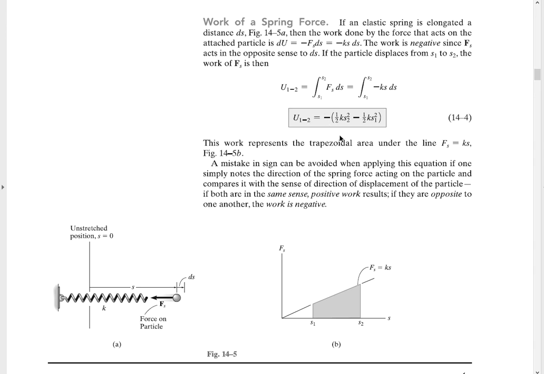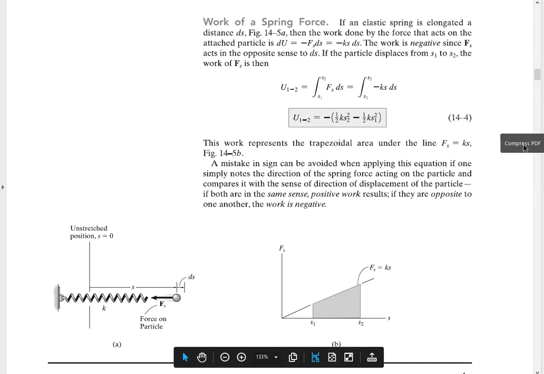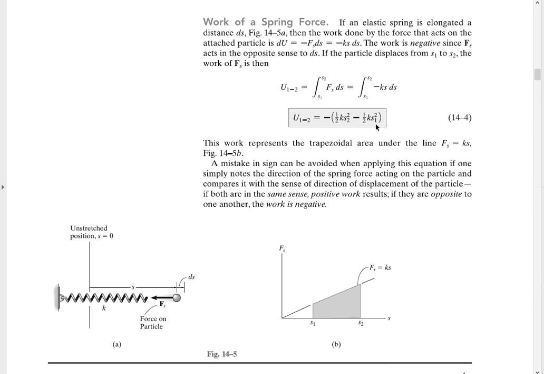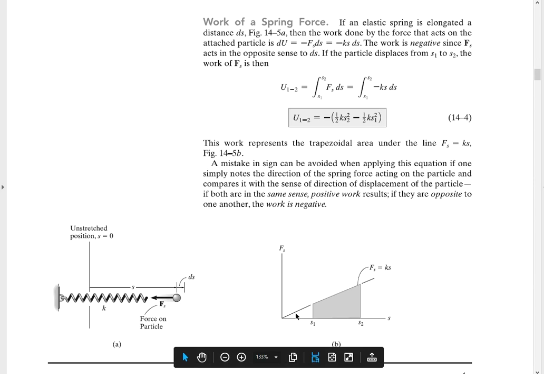So there is a negative in front, final position 1 over 2 ks2 squared, again coming from integrating, since force is linear with the spring deflection, and negative 1 over 2 ks1 squared, the initial position that corresponds to s1. Graphically, spring force ks is a line through the origin, and the work done between s1 and s2 is the area of the trapezoid.